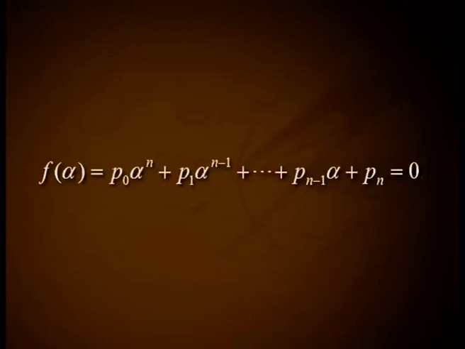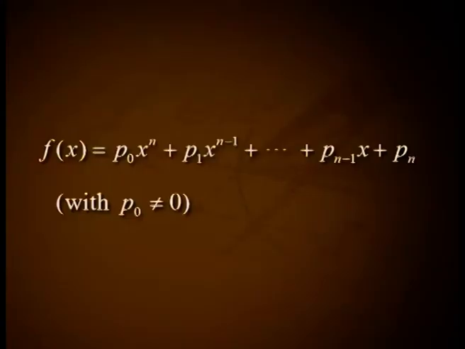Remark: the theorem states that given a polynomial f of x equal to p naught x raised to n plus p 1 x raised to n minus 1 plus etc. plus p n minus 1 x plus p n of degree n greater than or equal to 1, there exists a complex number alpha such that f of alpha equal to p naught alpha raised to n plus p 1 alpha raised to n minus 1 plus etc. plus p n minus 1 alpha plus p n equal to 0.